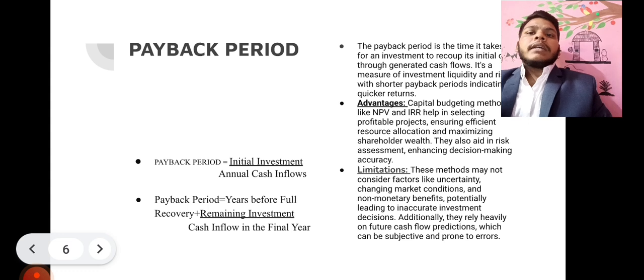If there are advantages, there are some limitations also. These methods may not consider factors like uncertainty, changing market conditions, and non-monetary benefits, potentially leading to inaccurate investment decisions. Additionally, they rely heavily on future cash flow predictions, which can be subjective and prone to error.